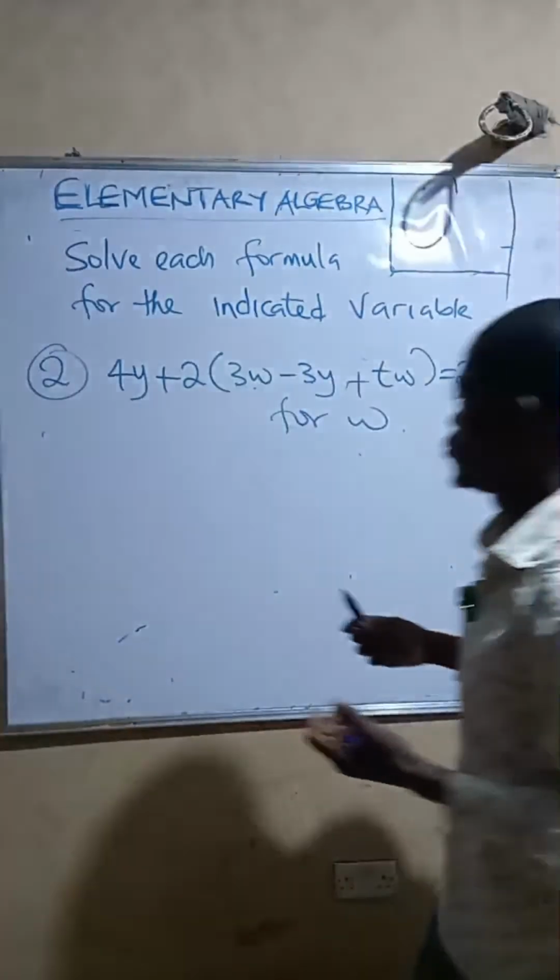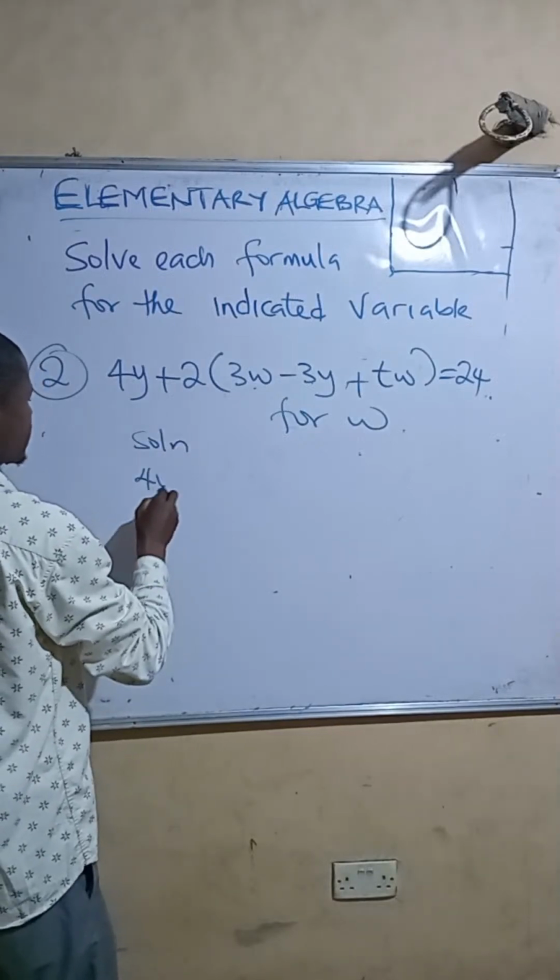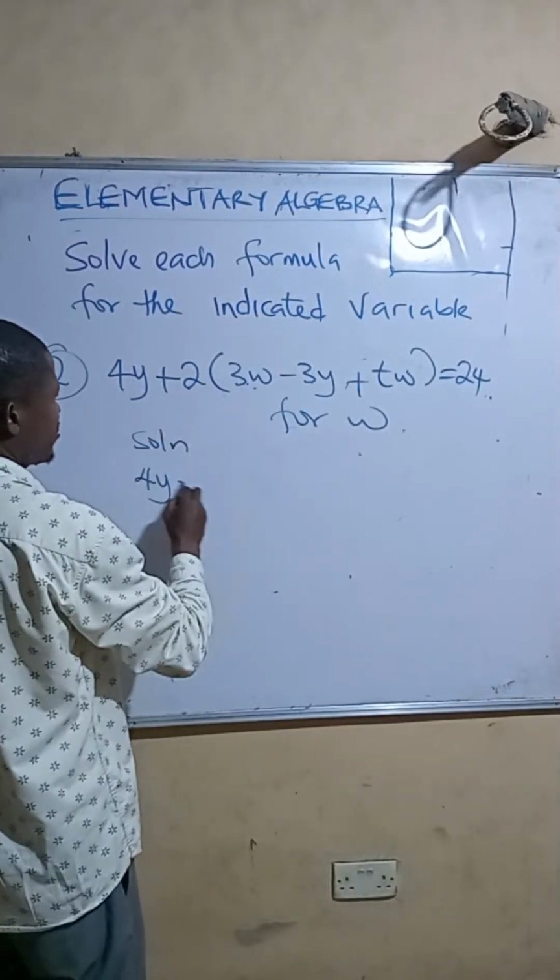Now make w the subject. So what we're going to do now is to open the brackets. That'll be 4y. This one times this one, that's a plus 6w.